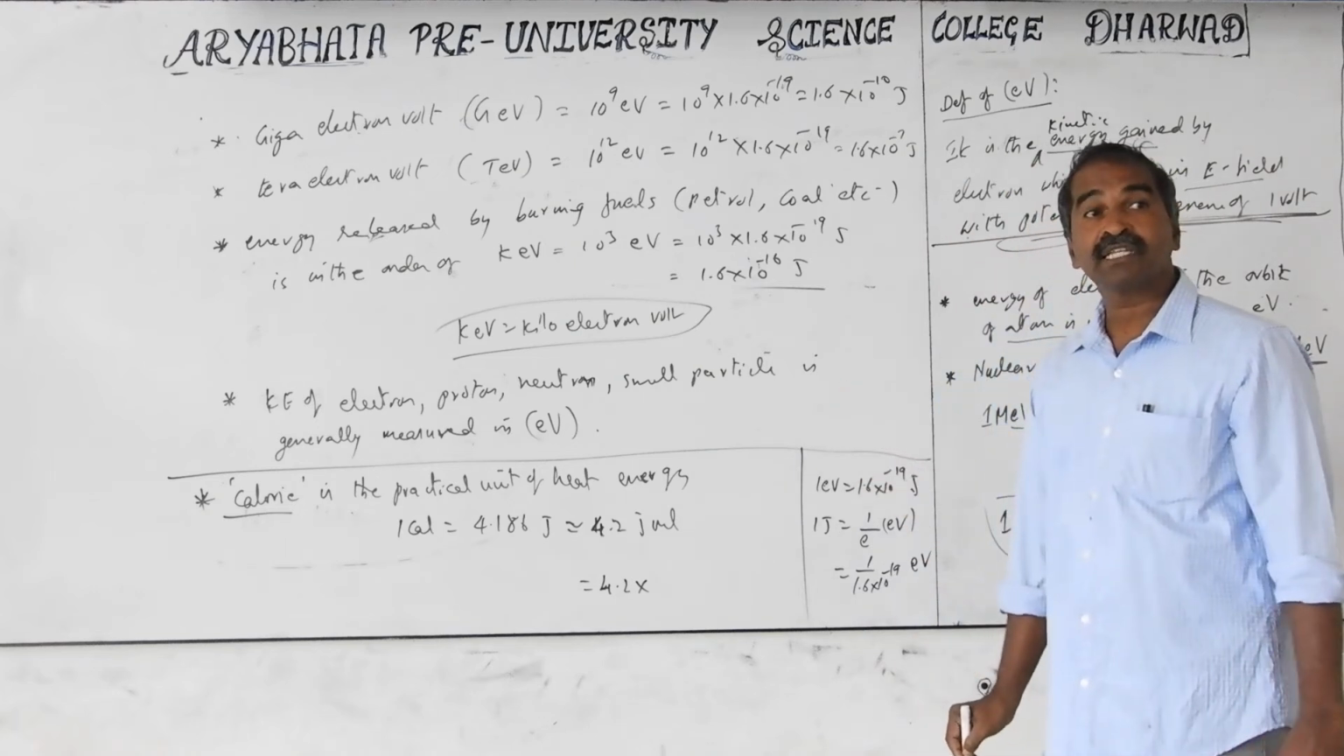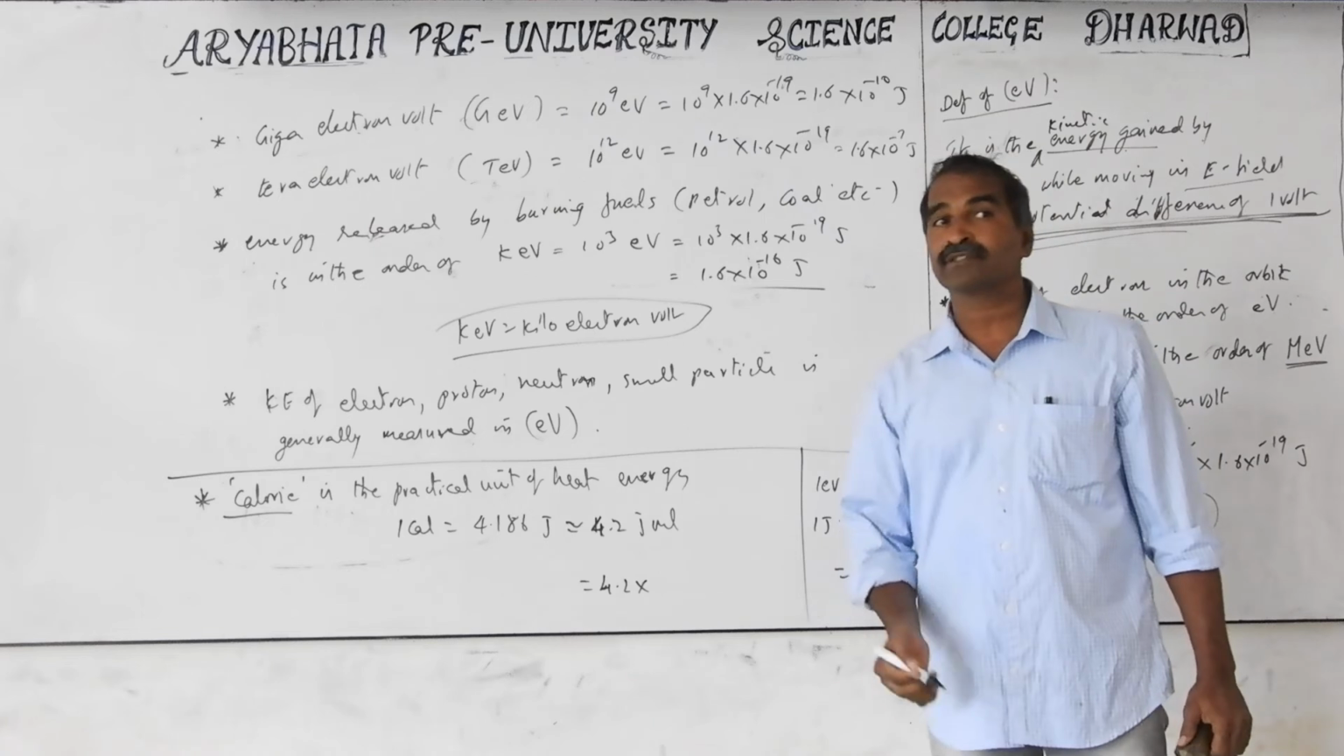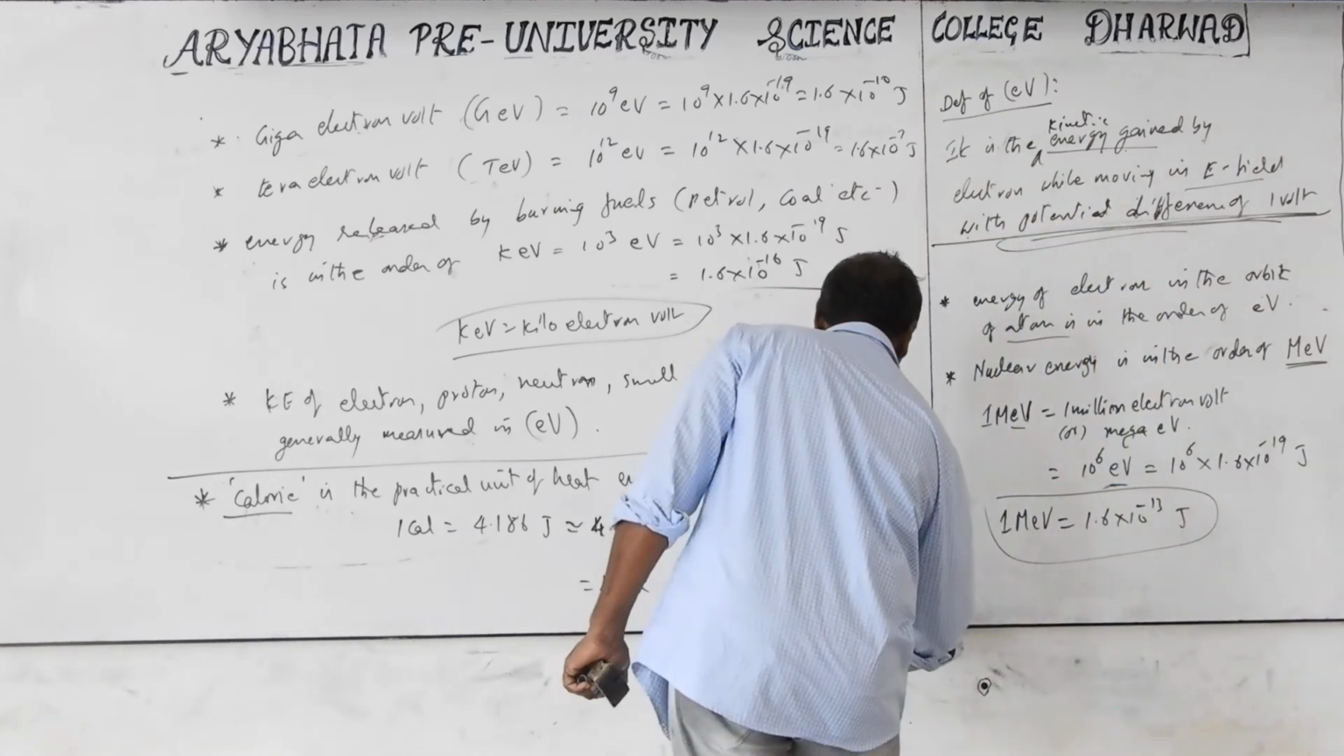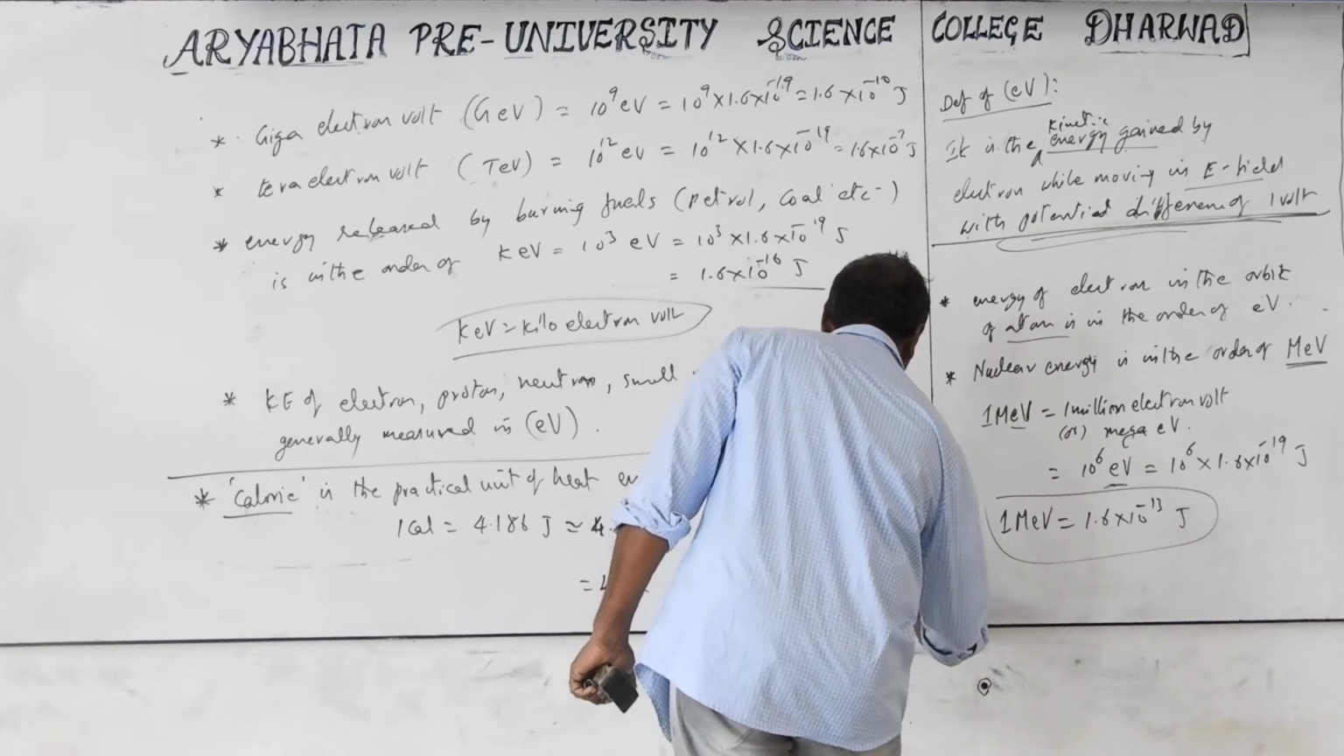that is 6.25. We discussed already how many electrons 1 coulomb charge contains. There we got it. 1 by e value is 6.25 into 10 to the power of 18 electrons per joule.